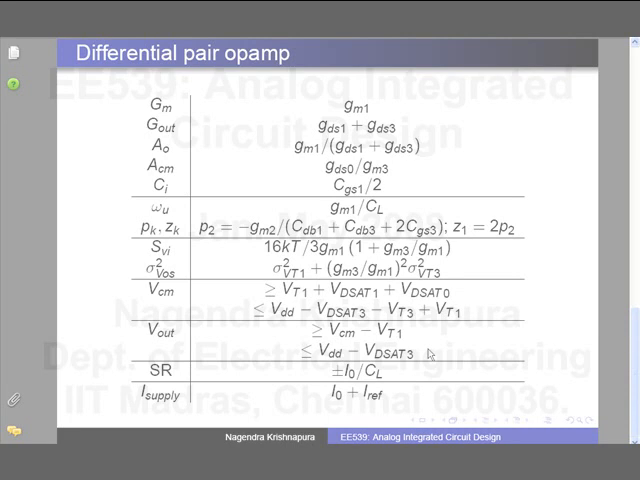So the input capacitance increases. The parasitic capacitance everywhere increases. So the pole and zero also move to a lower frequency. So that's the trade-off. So let's say your input referred offset is too much. What will you do? Increase GM1.